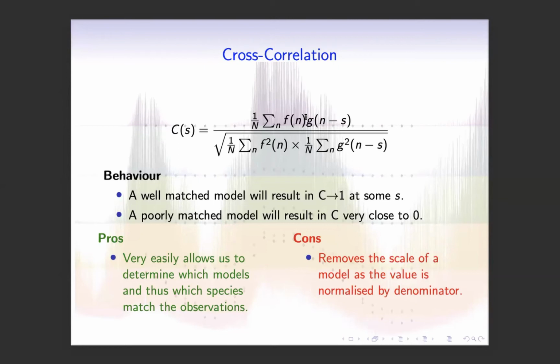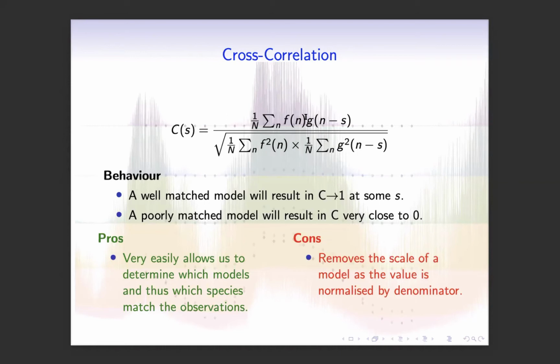Now this very easily allows us to determine which models match the observations quite nicely, but you remove any kind of scaling in the model. So you could have, say, a spectrum with 1,000 times more CO or 1,000 times more water, and it wouldn't modify the spectrum, or you could even stretch the spectrum by a certain value. And because you normalize that, you basically remove that information. And this is something that we really need to keep if we want to do a Bayesian analysis with this.